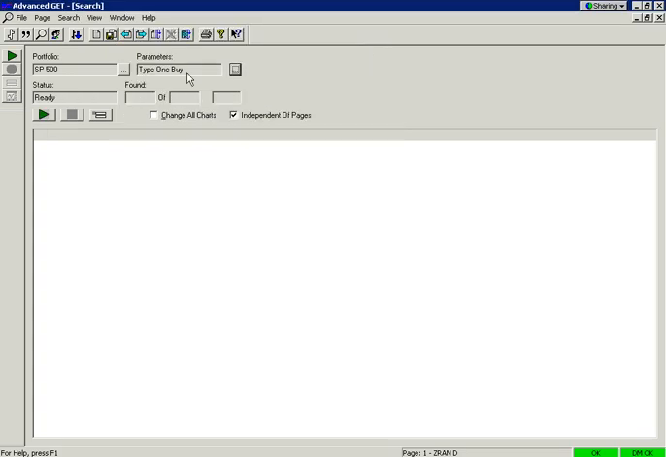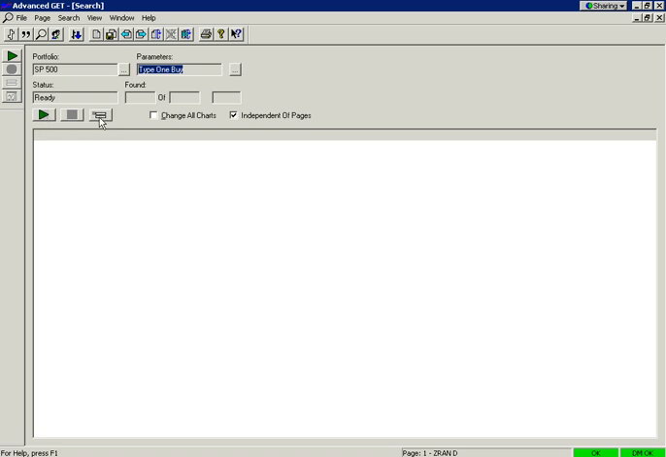Now I'll go ahead and hit OK, and you'll notice type 1 buy is placed in the parameters setting. So we've told AdvancedGet what portfolio or what grouping of symbols we want to search and what criteria we want to filter these results by. The green button on the left-hand side looks just like a play button on a tape recorder. That's going to be the button that starts our search.